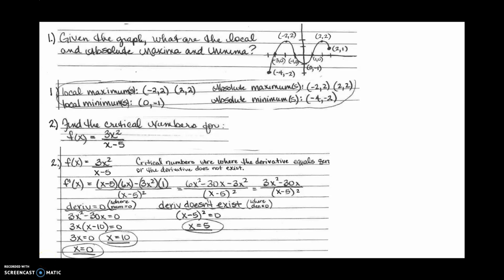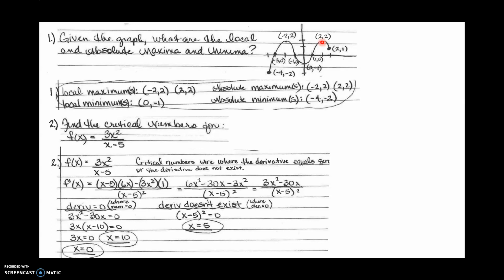All right, let's look at the sample test for chapter 4. So to begin with, number 1, they say, given the graph that we have over here, what are the local and absolute maxima and minima? All right, so for our local or relative maximums and minimums, you can see right here we have a relative maximum at negative 2, 2. We have a relative minimum at 0, negative 1, and we have a relative maximum at 2, 2.